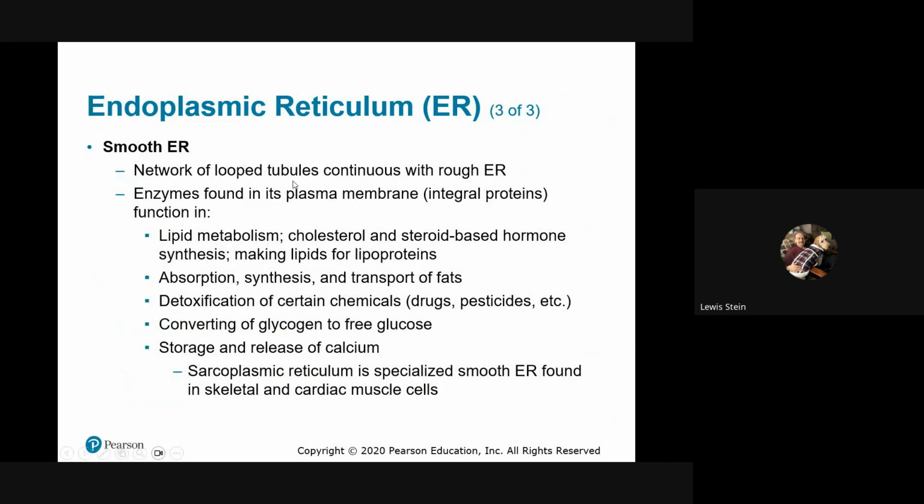So the smooth, continuous with the rough, just doesn't have the bound ribosomes. It makes enzymes found in plasma membranes, various things, lipid metabolism, cholesterol, making lipoproteins. That's, again, the poster child for this, surely the liver. Absorption, synthesis, and transport of fats, the liver. And if you're getting anything out of this little talk, it's to underscore the importance of our liver. And there's so many ways we damage it.